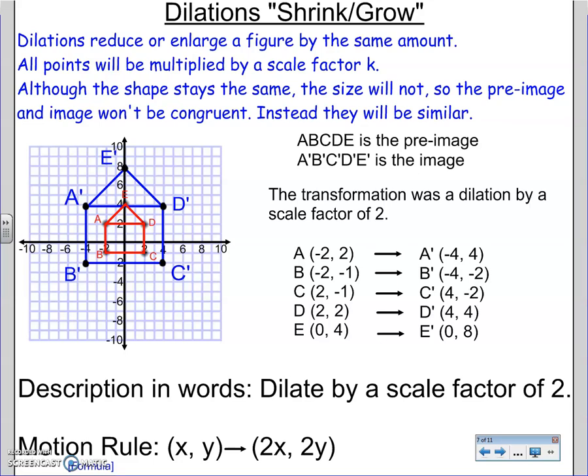So this right here, this was what, 4 units? Like this is 8 units. All this corresponding size got doubled. Alright, so description words, dilated by scale factor 2. Motion rule, original x, y, just double the x, double the y. You must use the same multiplier for both x and y. If it's not the same, then it's not a dilation. It can't be 2x, 3y or anything like that.